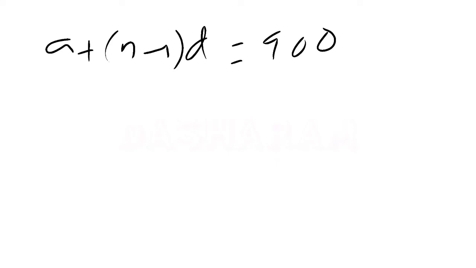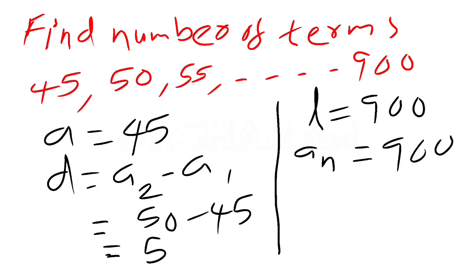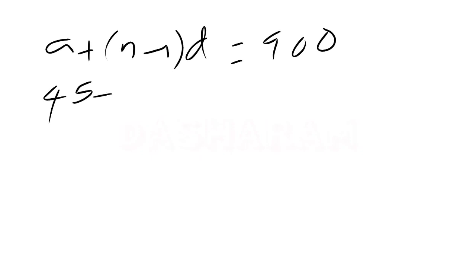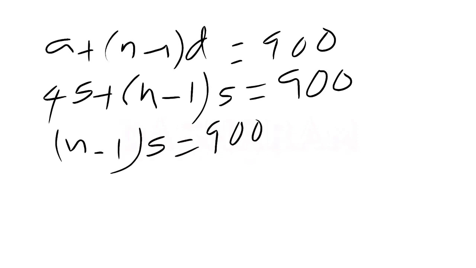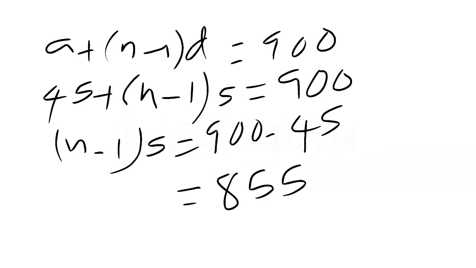So that means a plus (n minus 1) into d equals 900. So a value 45 and d value 5. A value 45, (n minus 1) into d value 5 equals 900. So (n minus 1) into 5 equals 900 minus 45. So 900 minus 45 is 855. So then n minus 1 equals 855 divided by 5.